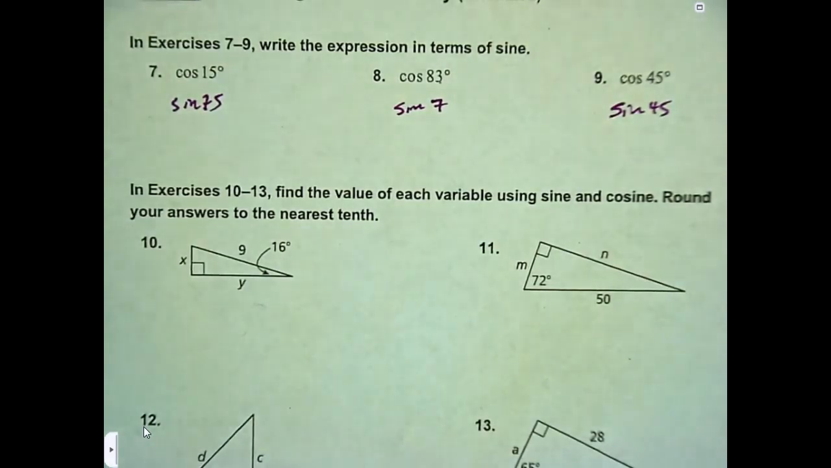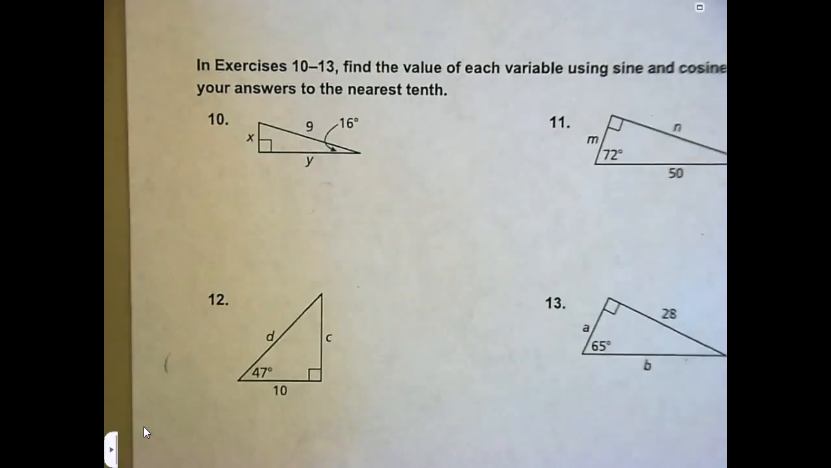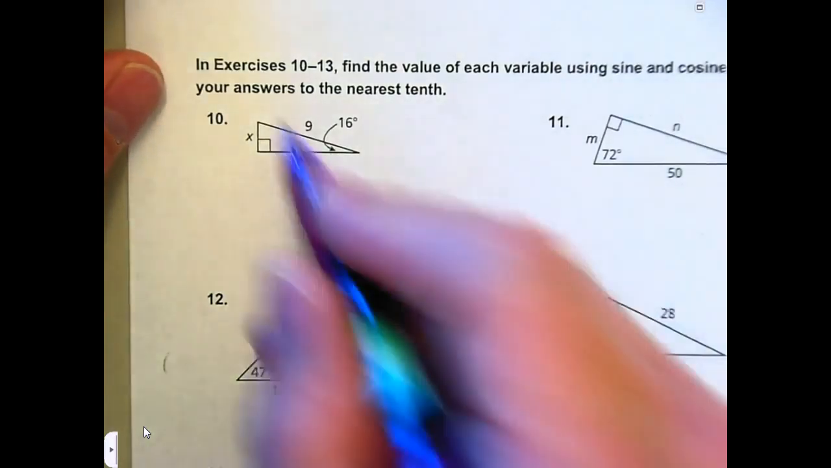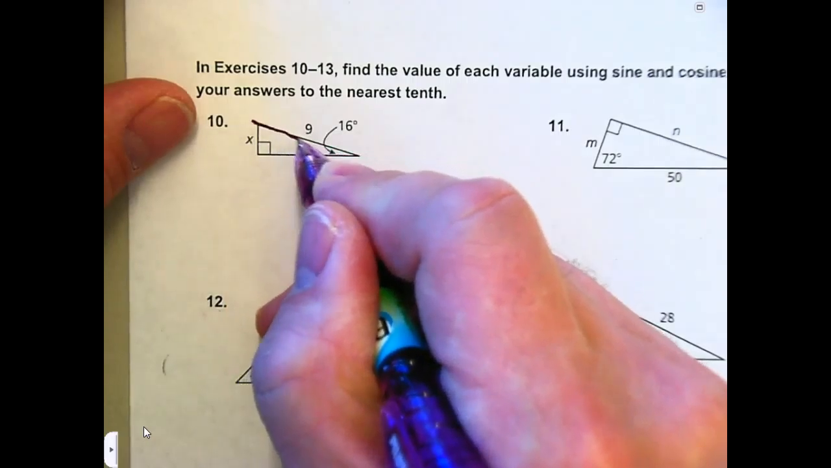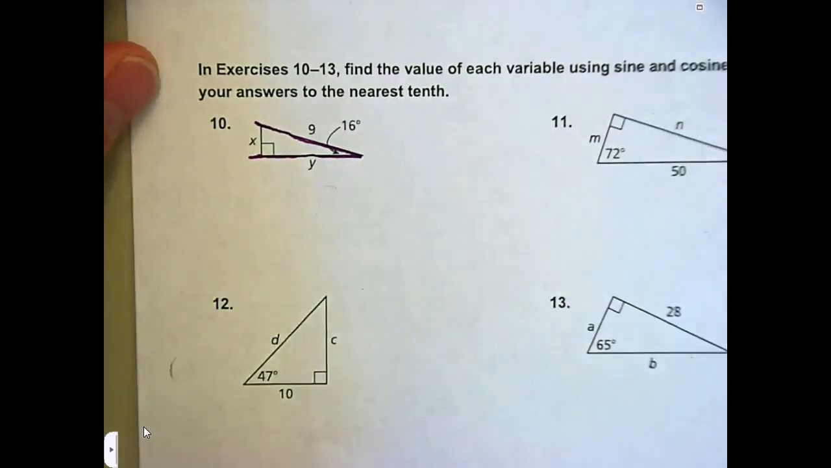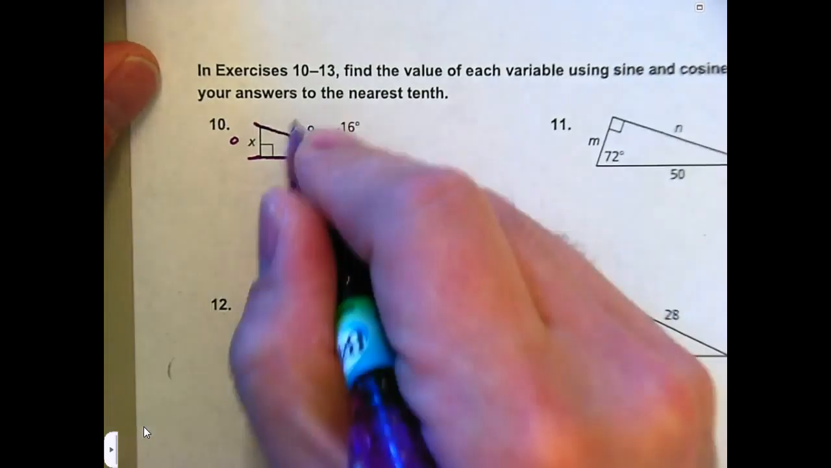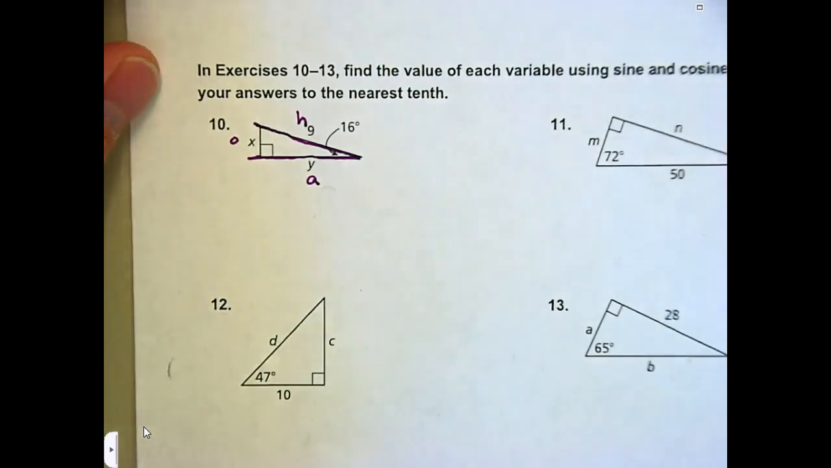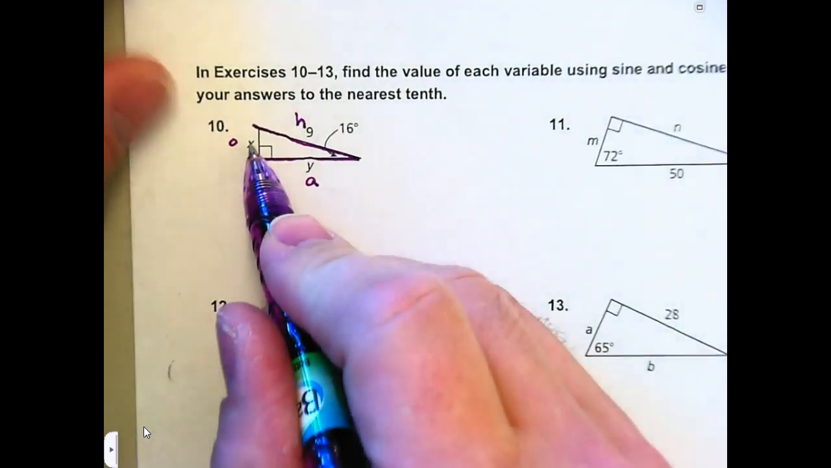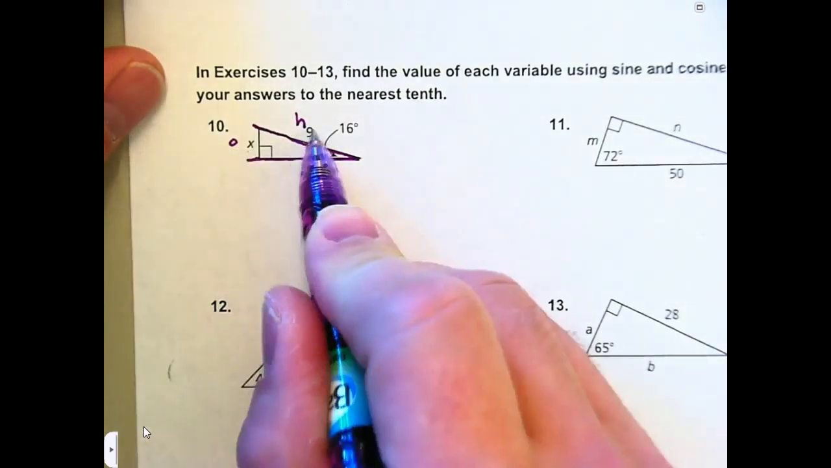Cool. All right, find the value of each variable using sine and cosine. Not allowed to use tangent right now. Sine and cosine. Round to the nearest tenth. So, the way we set these up, you need to first look at the angle they give you. They give you that 16-degree angle, so I'm going to trace that angle. The side that I do not trace is the opposite. The other leg is the adjacent, and the longest is the hypotenuse. So if I'm dealing with x, I have opposite, and I know the hypotenuse. Therefore, I'm using opposite and hypotenuse.